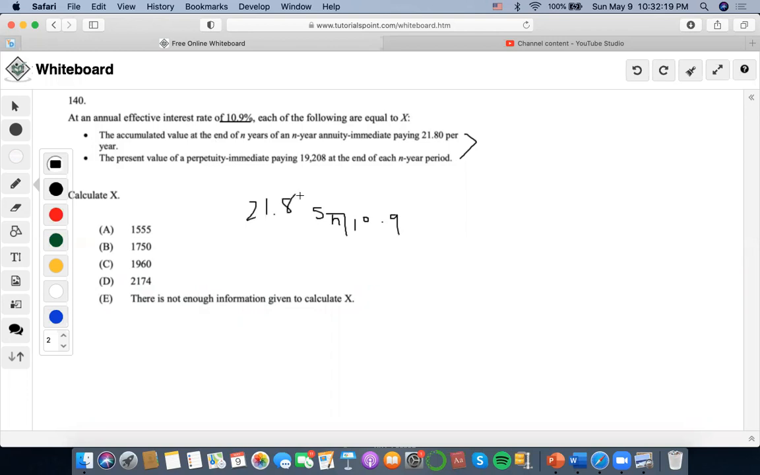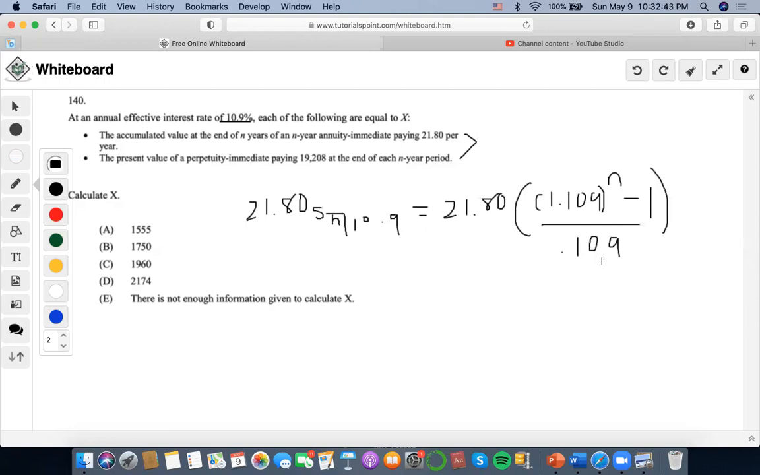21.80 per year, right? So this would be along the lines of 21.80 times 1.109 to the n minus 1 over 0.109, right? So if we were to simplify this, we would get 21.8 divided by 0.109, which is 200.